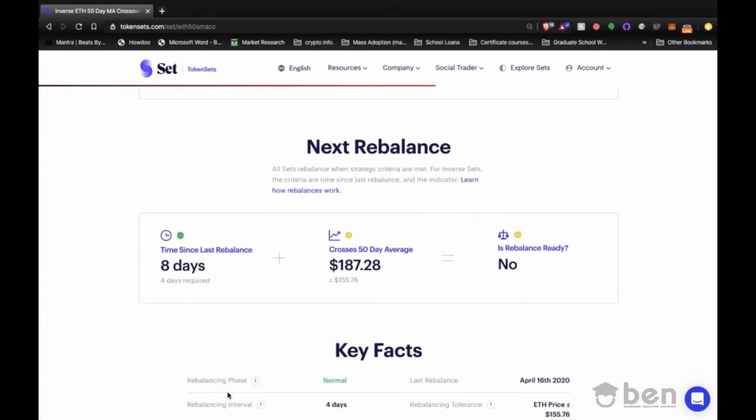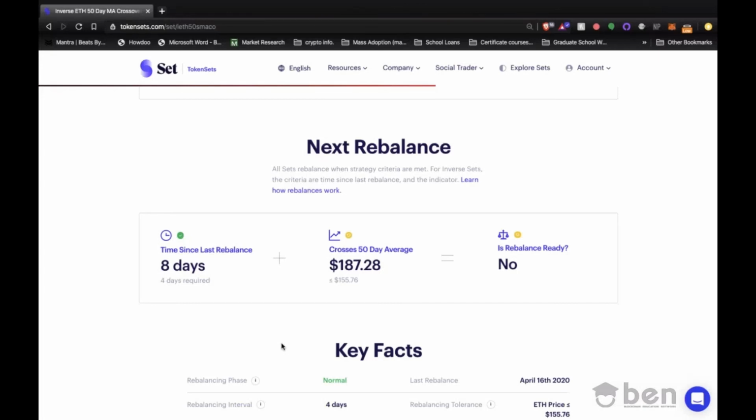So unlike the buy and hold set, the inverse set rebalances within 4 days. The time since the last rebalance has been 8 days, so it might be a little time there. It's prepared to rebalance, as you can see here in the green dot. Plus, if it crosses the 50-day simple moving average.